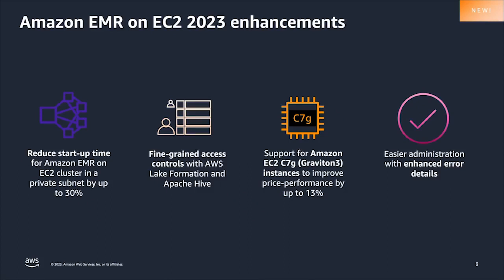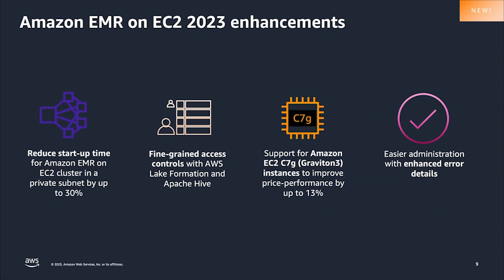The second one is fine-grained access control. With fine-grained access control, AWS Lake Formation now allows you to define and enforce database, table, and column level permissions with open source data processing engines such as Apache Spark and Apache Hive running on Amazon EMR.